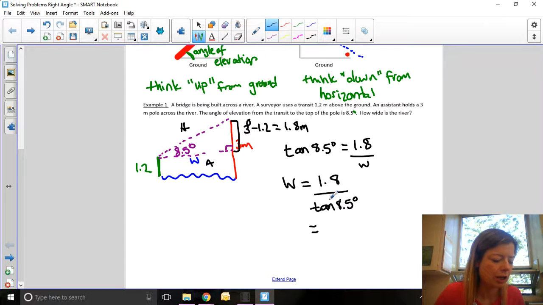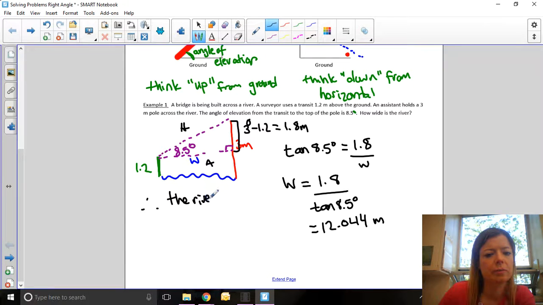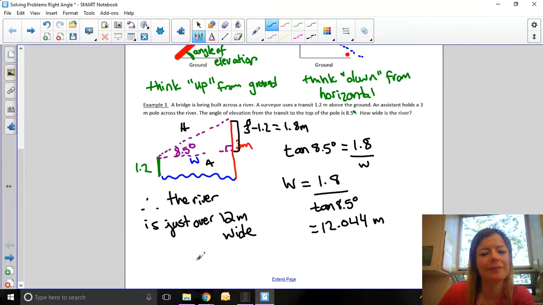Your calculator should be in degree mode. And you go 1.8 divided by tan 8.5 and complete the bracket. Press enter. You should get 12.044 meters. So that means that the lake, or is it a river, is about just over 12 meters wide. So therefore, the river is just over 12 meters wide. Okay, there you go. That's the first example.